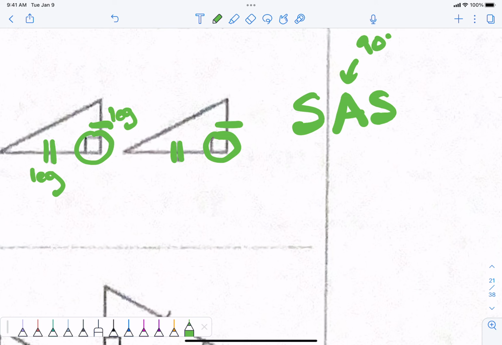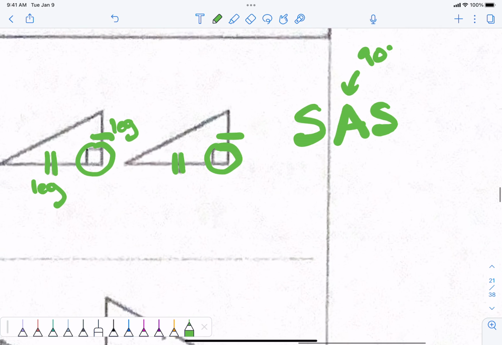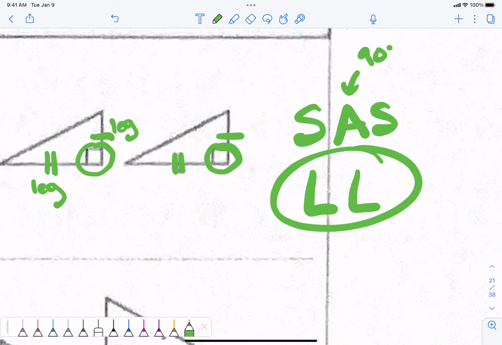So it's already given to us. We know that they're right triangles, so we don't have to work for the angle. We just have to work for the two sides, which are the legs, okay? So they will call this thing leg, leg. They call it LL instead of side, angle, side, okay? So we only have to work for the two legs instead of the angle in the middle. Okay, you see how that works? Okay, let's go down to the next one.